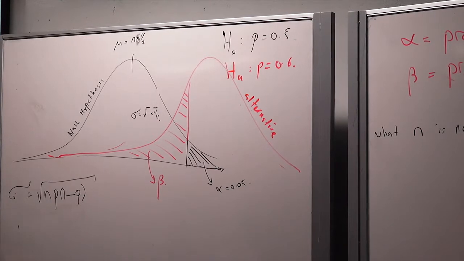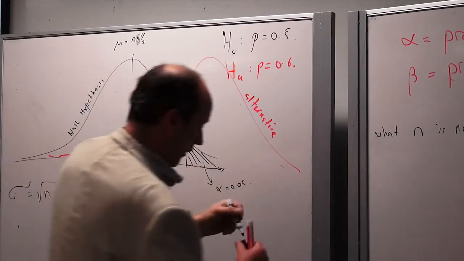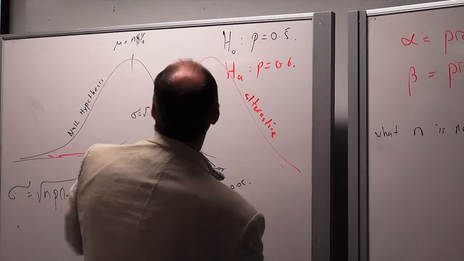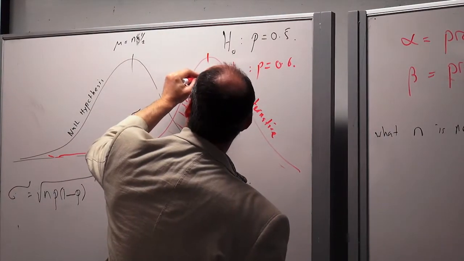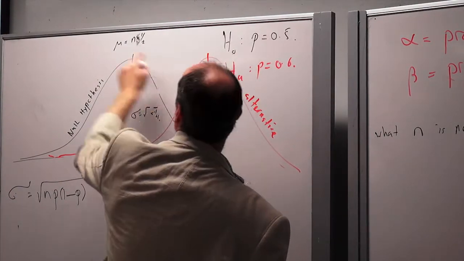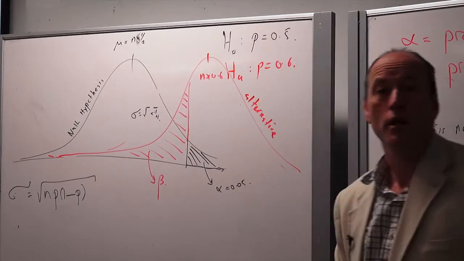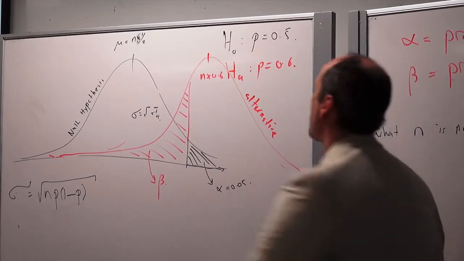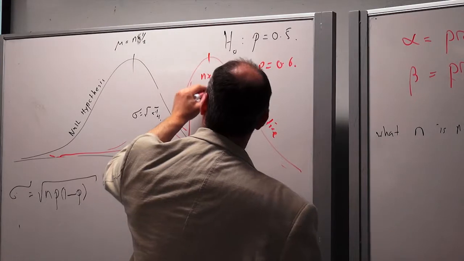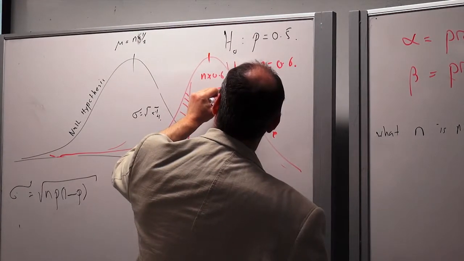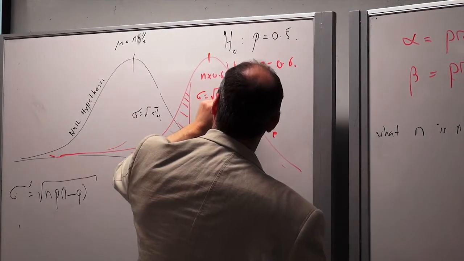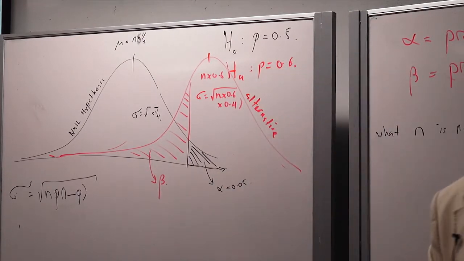Yeah? So here I'll go back to red. Here the mean is n times 0.6, not a half, 0.6 for the alternative world. And the standard deviation is the square root of n times 0.6 times 0.4, because it's 1 minus 0.6.